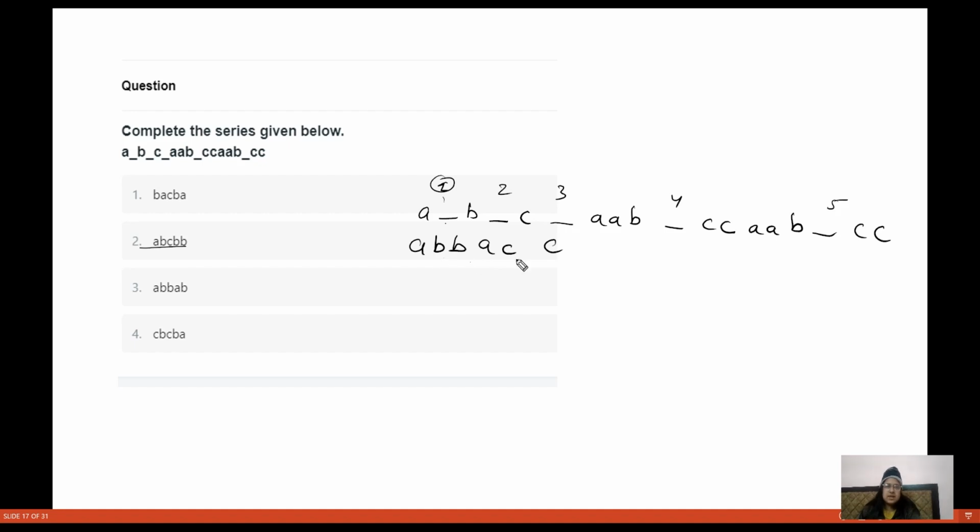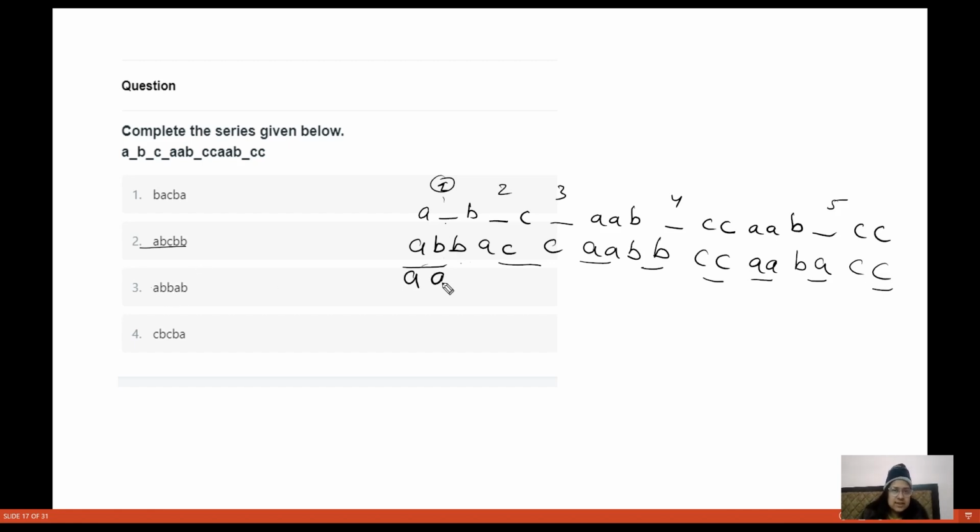Now in the third blank, I'm going to put C. So A, B, B, A, C, C. Now double A, then B, and in the fourth blank again it is asking for B, and then C, C, and then A, B, A and C, C. Is it making any sense? A double B, A double C, then double A double B double C, then double A B A C C. No, not making much sense.